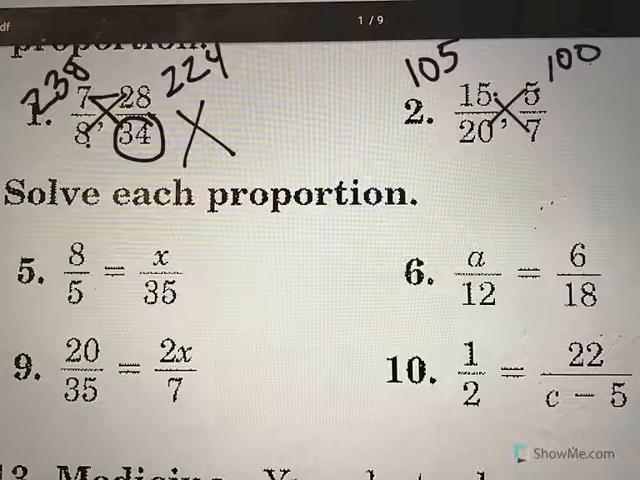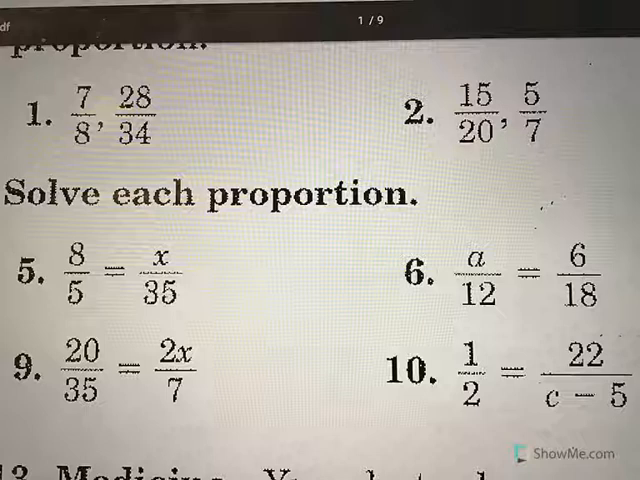All right. Now, solve each proportion. I'm on number 5 down below. So we're going to start on 5 and 6 because they're relatively easy. On proportions, you can always cross multiply, but for some of them you can use the property of 1. So let's do the property of 1 on this one. How do I go from 5 to 35? That's right, times 7. Whatever you do to the denominator, you do to the numerator. What's 8 times 7? 56, so x equals 56.